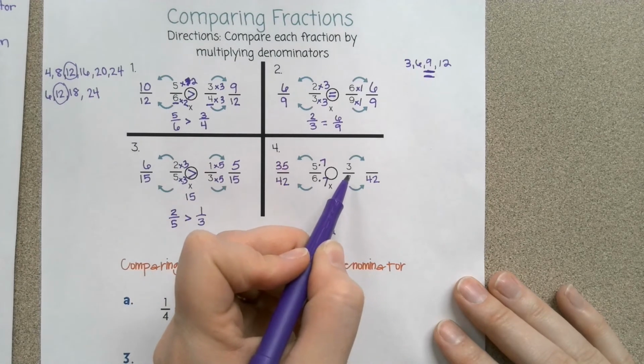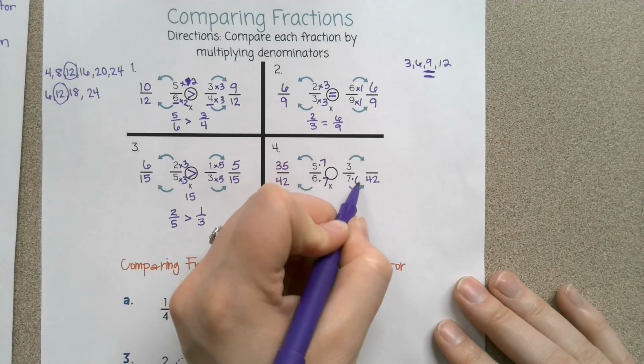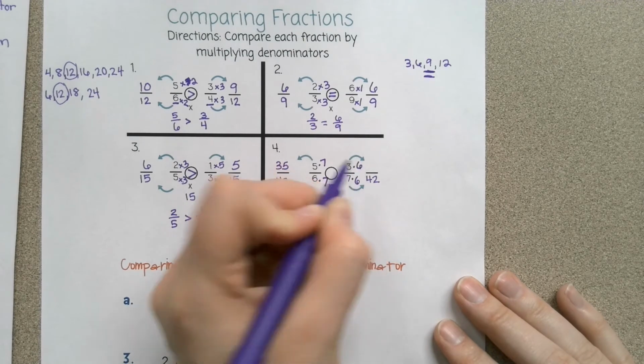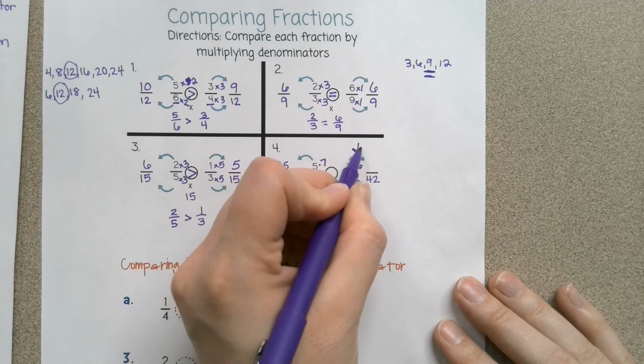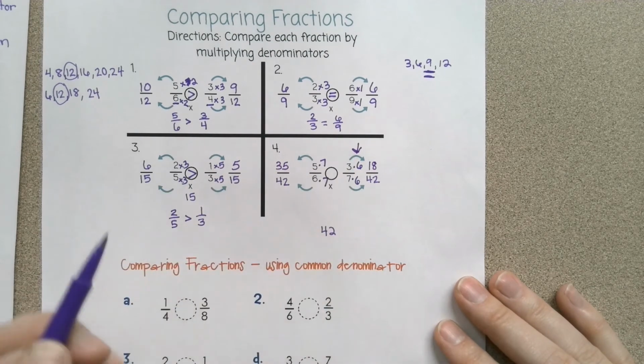And then for the 7, to get from 7 to 42, we had to multiply by 6. So we're going to multiply both the numerator and the denominator by 6. That always needs to match. And 3 times 6 is 18.